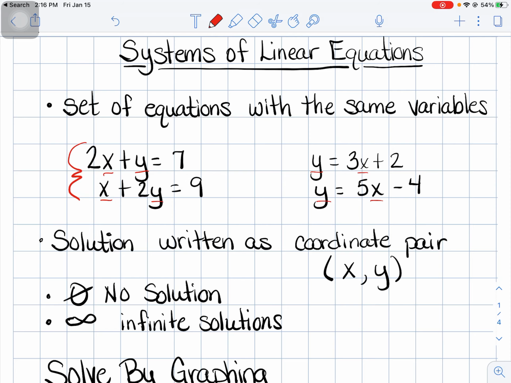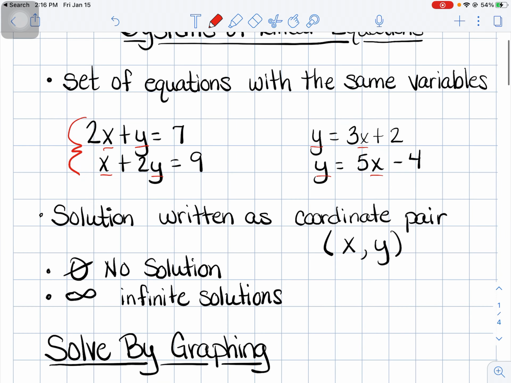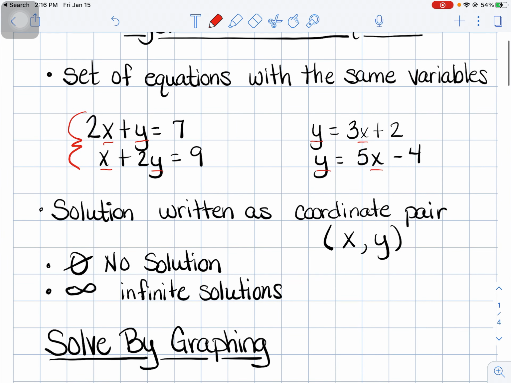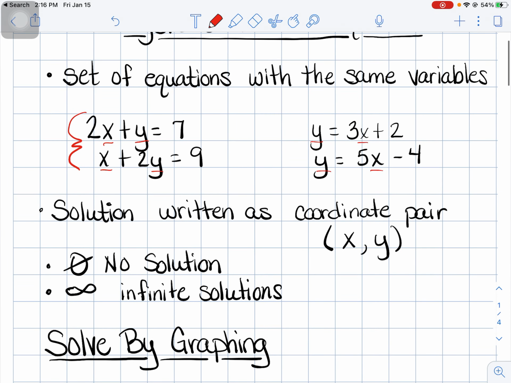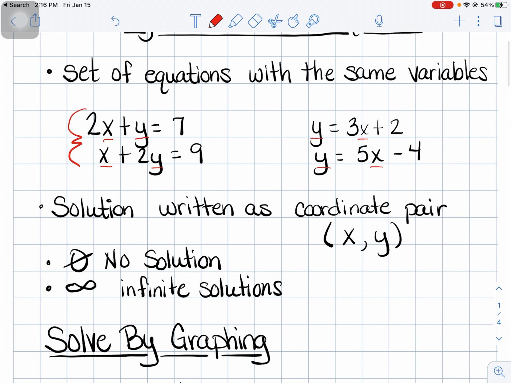Now, if you have one solution, you'll have it written as a coordinate pair, and it's where they intersect. So where these lines intersect when graphed. You can have no solution, which remember is when they are parallel to each other. We use a little symbol that means parallel, like two slanted lines. They never touch. So when we graph them, they will never intersect.